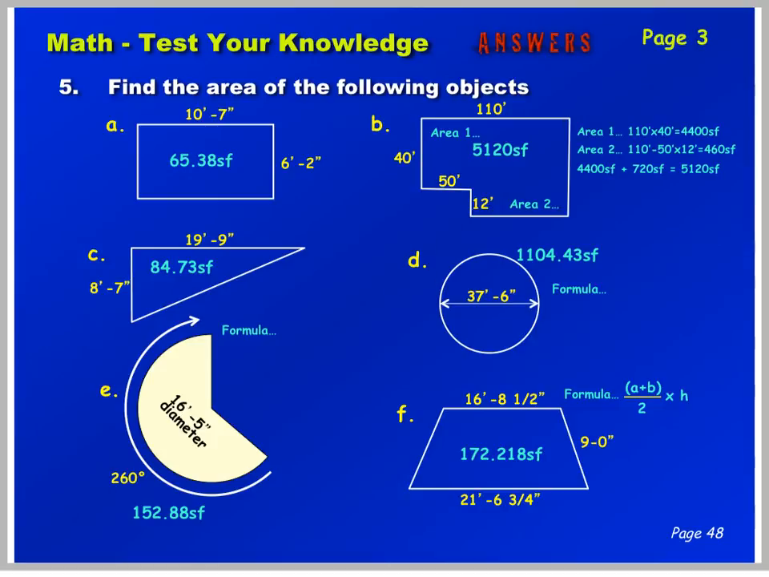D, what is the area of a circle? Do you remember what this formula is? The formula is very simple. It's just simply pi r squared, r being the radius.